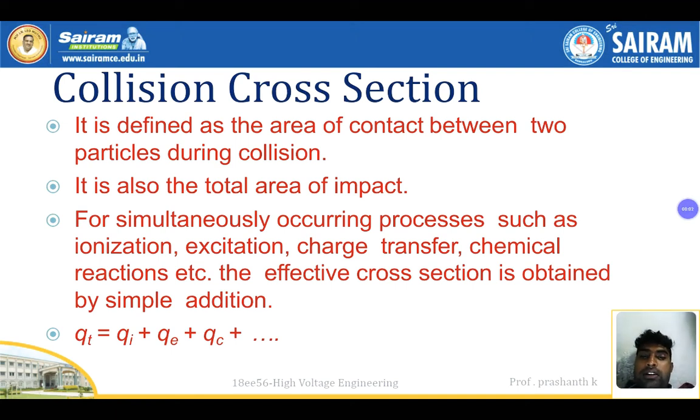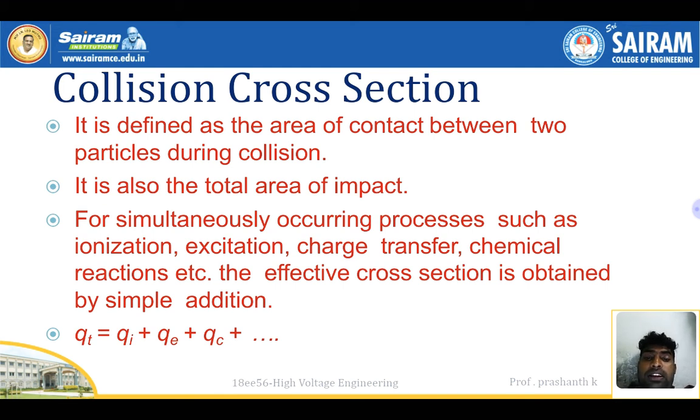Let us discuss the continuation of module 1 from the previous video. Collision cross section is the area of contact between two particles during a collision. So it's a collision between two particles. A collision occurs between two, right? For example, if you are fighting with your friends, it's a collision between two persons. Like that, here also two particles.